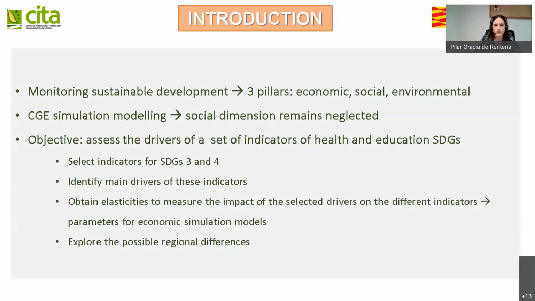Thus, in a first step, we examine the literature to identify relevant health and education indicators and relevant drivers for each indicator. And then we construct a global panel dataset for our selected drivers and indicators based on different secondary data sources. And finally, we estimate econometric models to determine the magnitude and direction of these drivers across regional groupings. And these elasticities, as I say, can be used as parameters for simulation models.